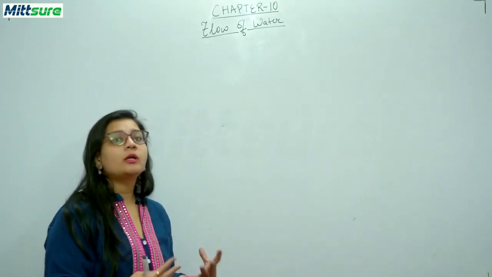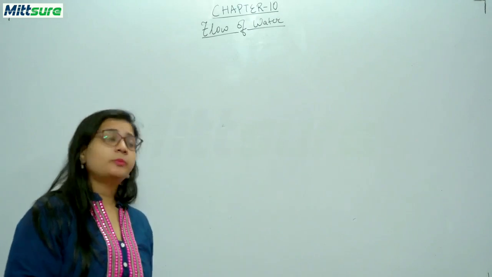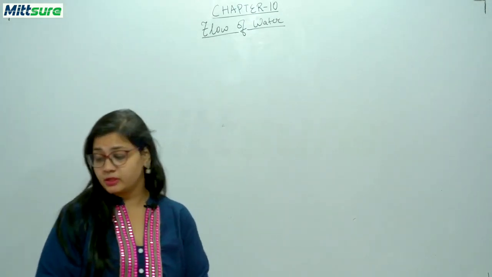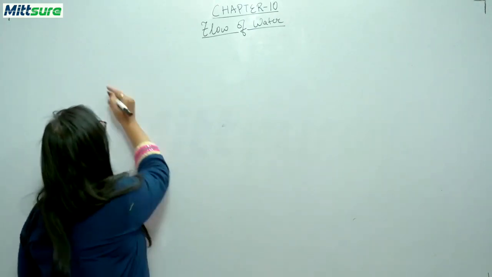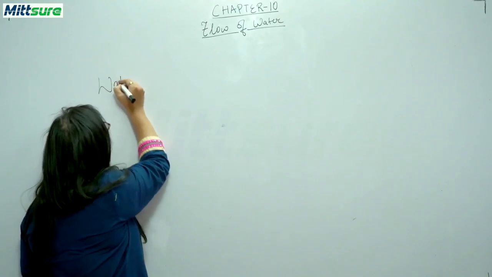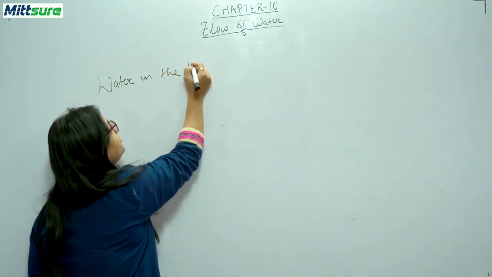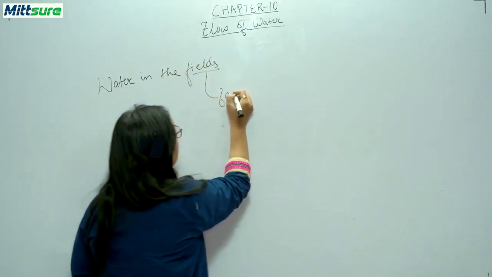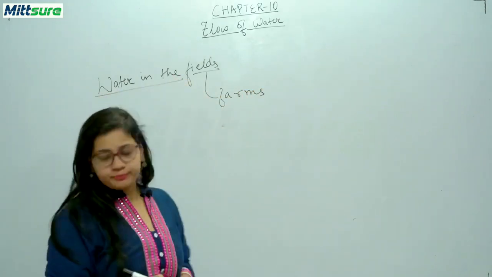और ये फ्लोइंग वाटर हम बहुत से पर्पसेस के लिए लेते हैं. It is used for irrigation purposes, it is used for drinking purposes, it is used for many purposes also. So the next heading that we are going to study is water in the fields. What are fields? These are farms.